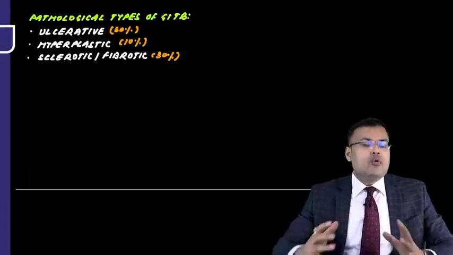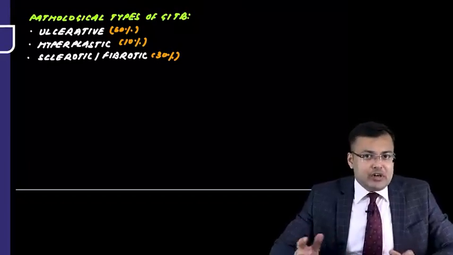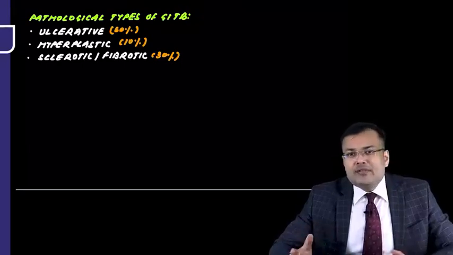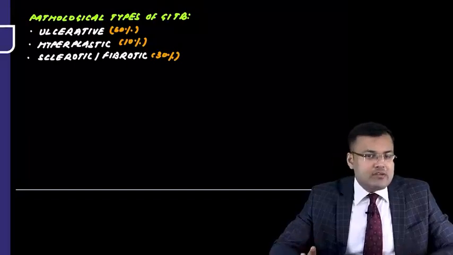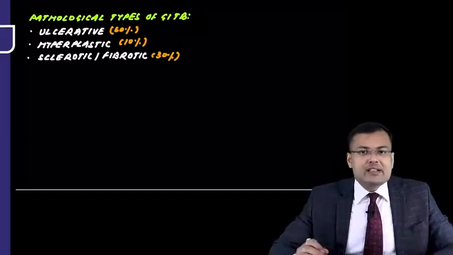Now, what are the manifestations of tuberculosis? Initially, the patient develops non-specific signs and symptoms like evening rise of temperature, low-grade fever, anorexia, weight loss, and night sweats. In all kinds of tuberculosis, initially these are non-specific signs and symptoms.